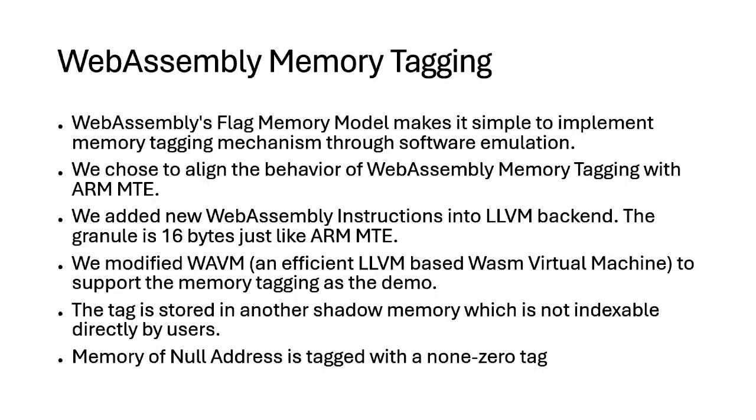Plus, the performance of WAVM is very good, often at the top of every other implementation. Using that as a base benchmark would be persuasive. If we chose a slow virtual machine, it might show improvement, but you could say maybe it's because the virtual machine itself isn't implemented very fast. So we need to use the most efficient one. And the tag of WebAssembly memory tagging is going to be stored in a shadow memory, which is not exported directly to the users.